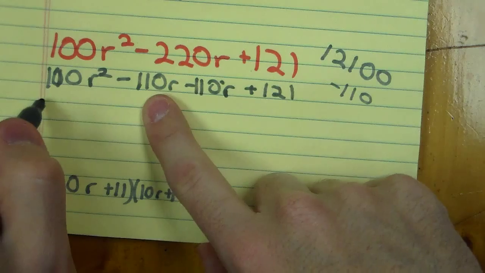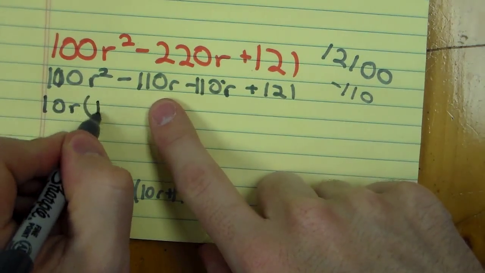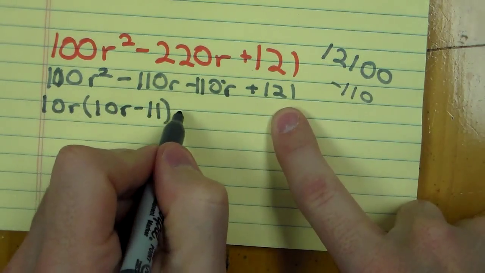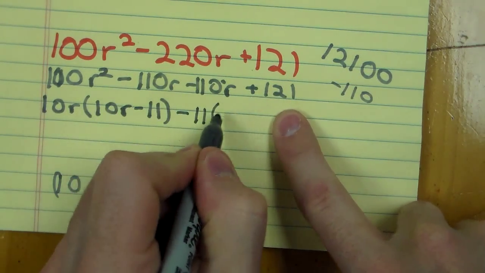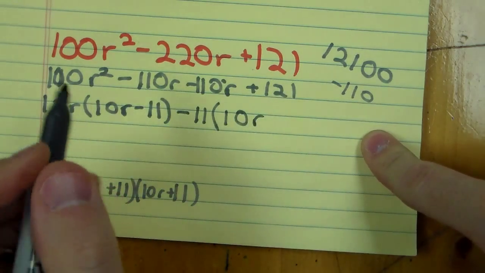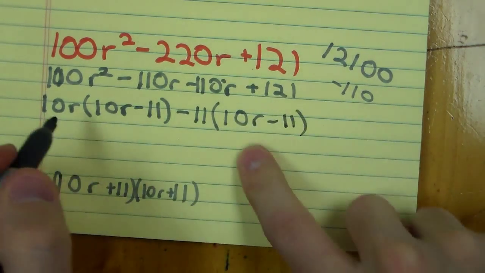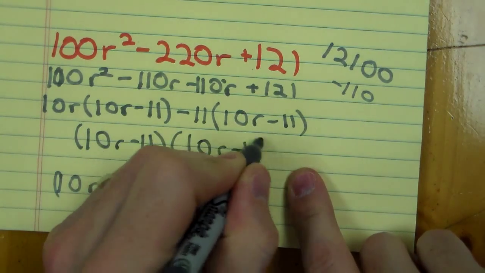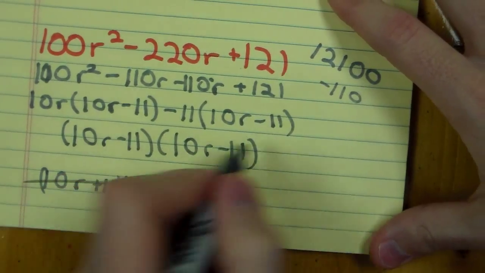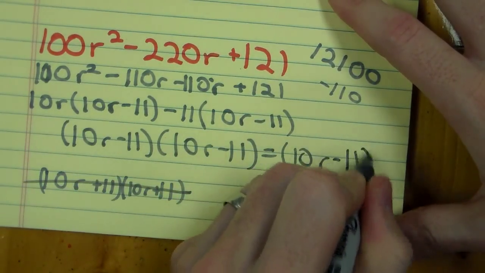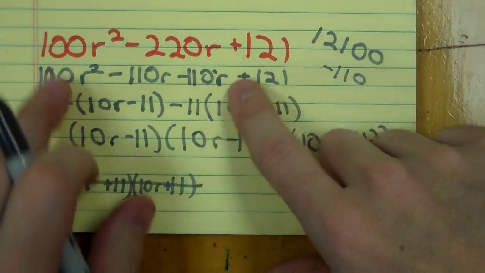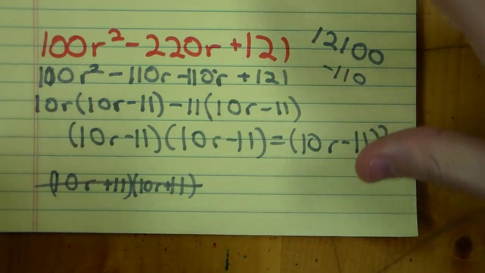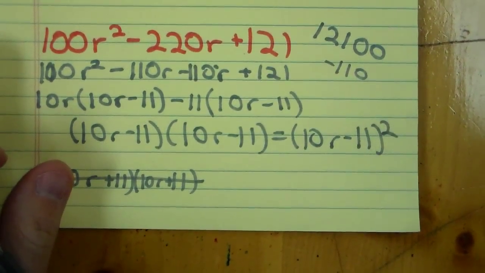I can take out, it looks like a 10r from this. I have 10r minus 11. These two are both multiples of 11, so I'm going to take out a negative 11, and I'm left with 10r minus 11, which gives us 10r minus 11 and 10r minus 11, or 10r minus 11 squared. So maybe it's a little bit cleaner if we start to recognize those perfect squares come up. Be careful, it's not going to be every time, but these perfect squares do help us.